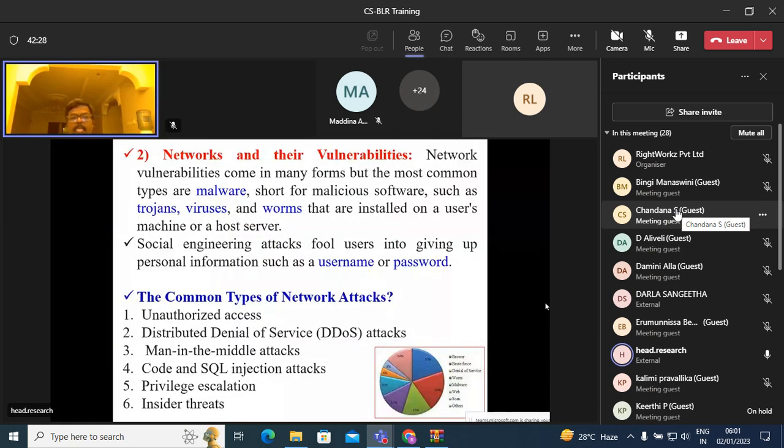Examples are unauthorized access and distributed denial of service, that is called DDoS, which means attackers continuously attack your system until you give them your username and password. Then man in the middle attacks, where intruders enter in the middle of your work. Code and SQL injection attack.